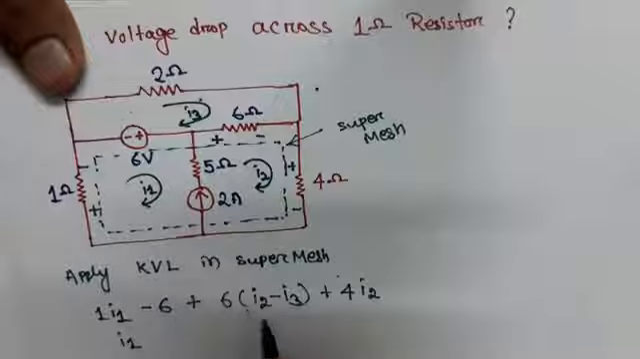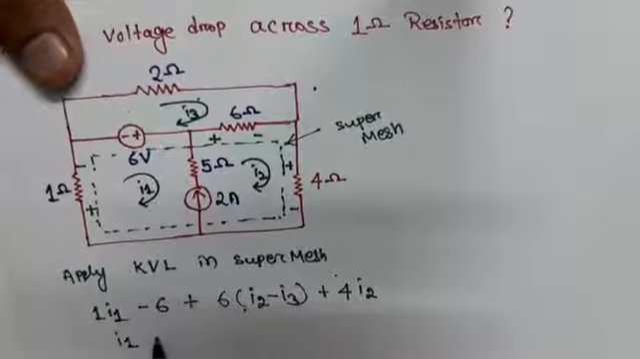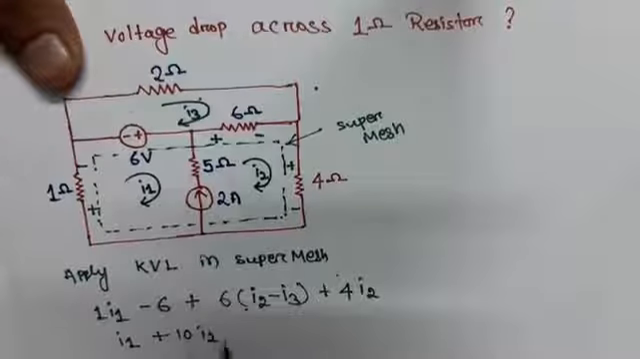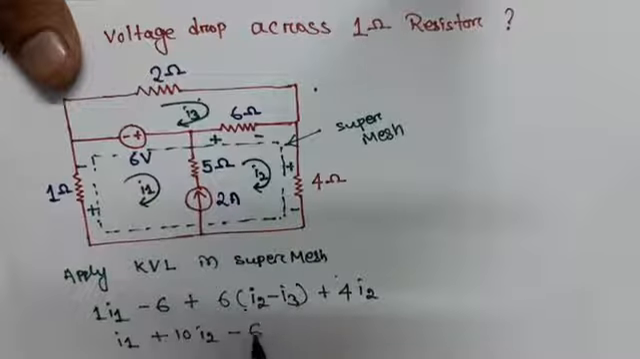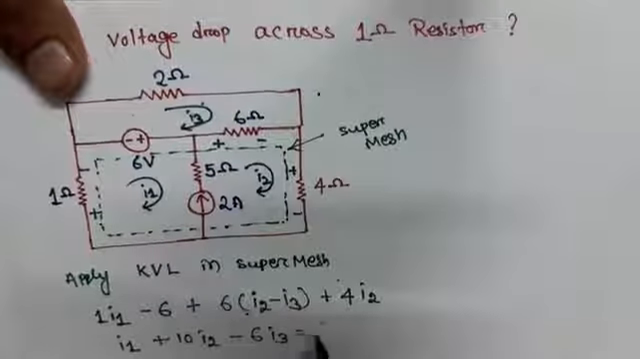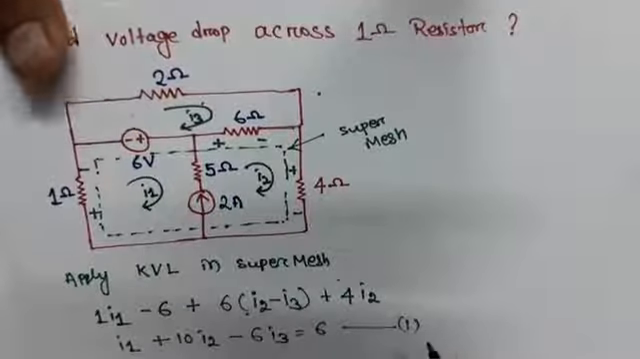After solving this equation, we find 6I2, this 10, 10I2, then minus 6 I3 is equal to 6. This is our first equation.